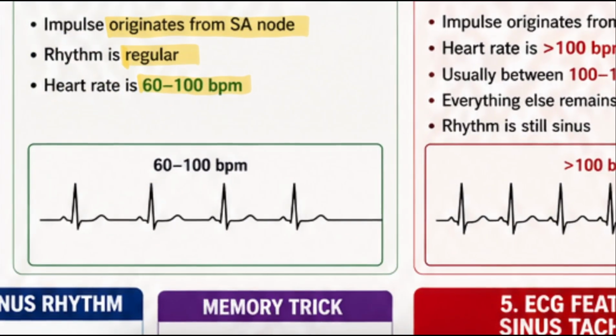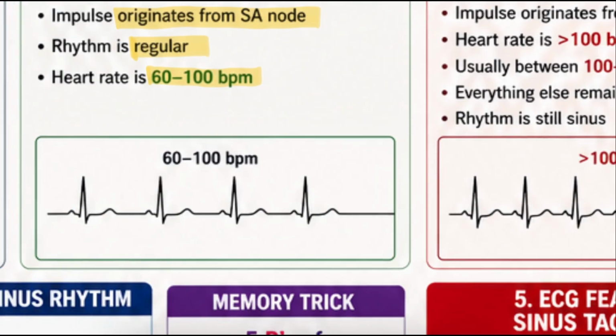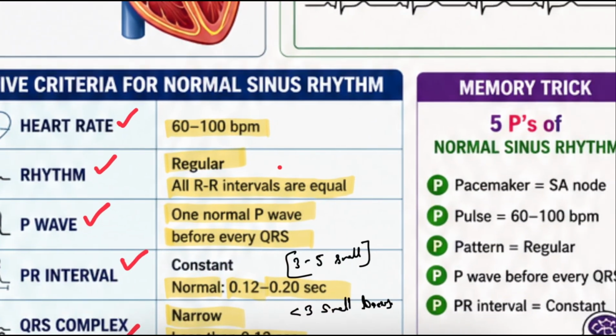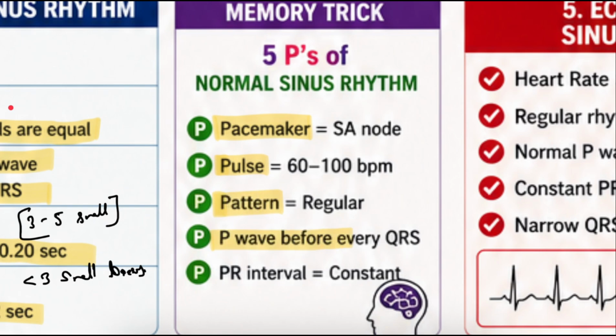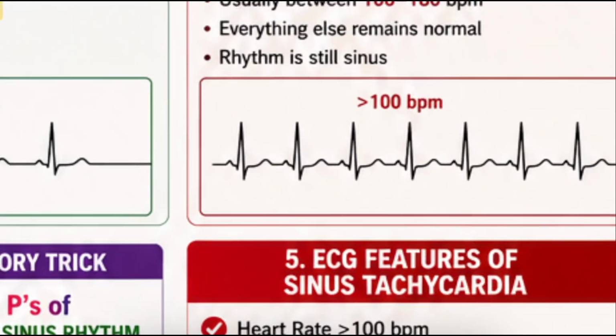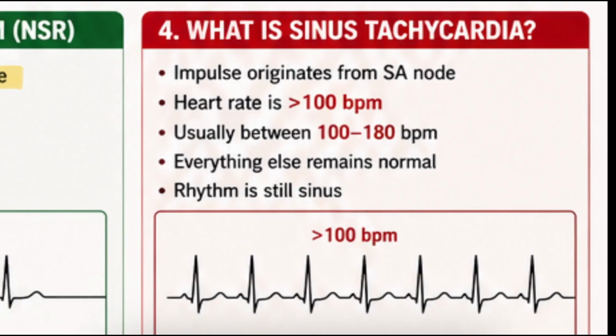Okay, so here is an easy memory trick. We have one mnemonic for normal sinus rhythm: always remember 5 P's. One is pacemaker, SA node. Pulse, 60 to 100 beats per minute. Pattern, regular rhythm. P wave before QRS. PR interval that's constant.